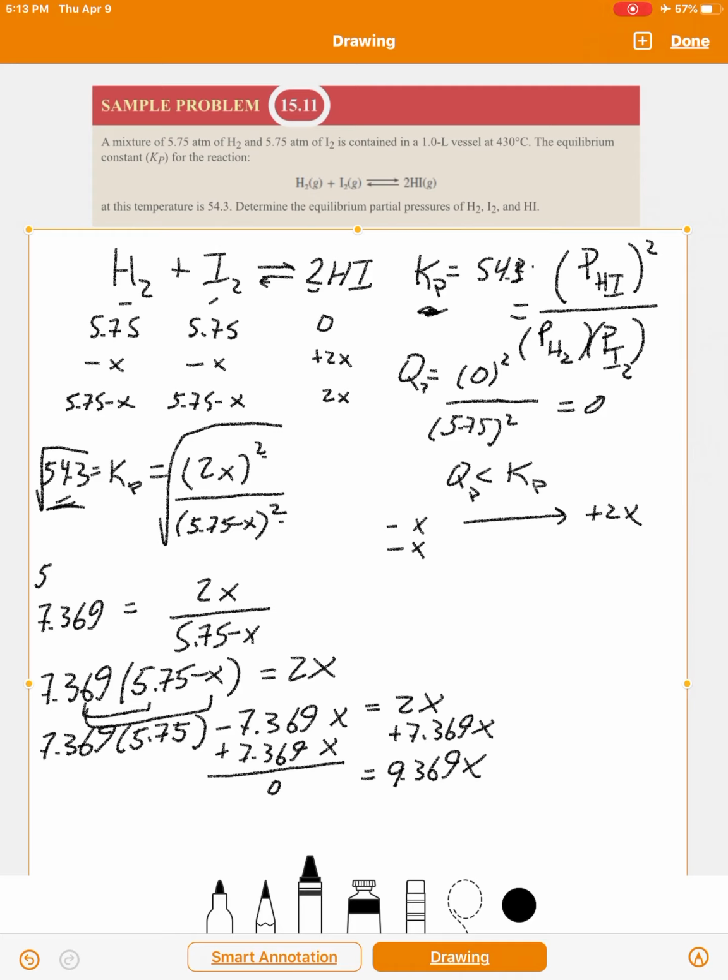7.369 times 5.75 looks like it's 42.37. So that's equal to, put it over here, 42.37 equals 9.369x. So now to find x, we divide both sides by 9.369. So 42.37 over 9.369 would be equal to x. So 42.37 divided by 9.369 looks like about 4.523. So there's our x, okay?